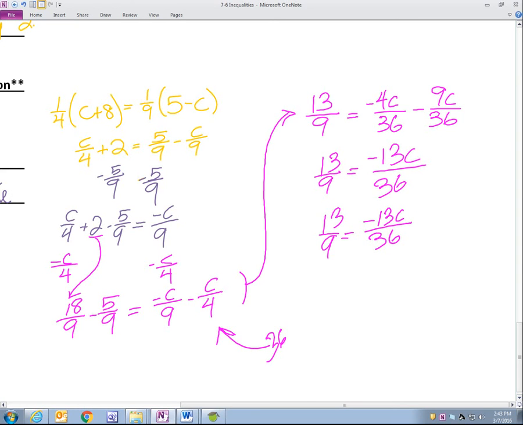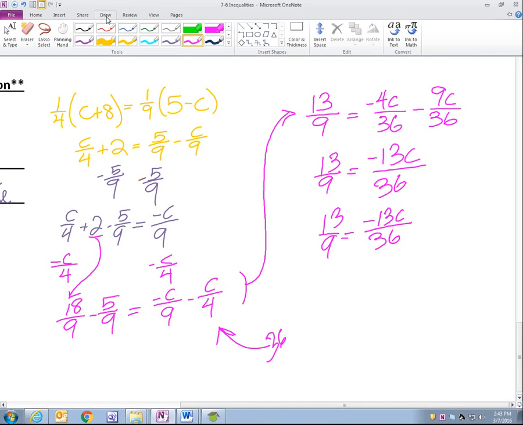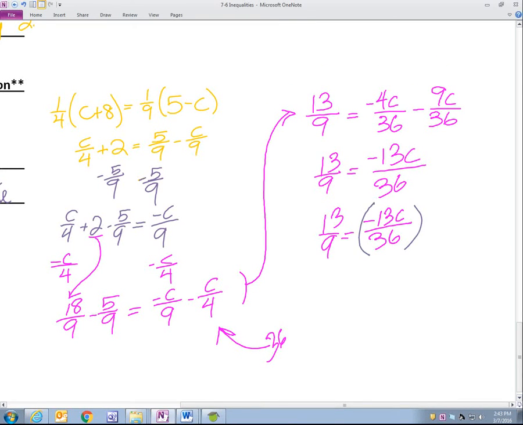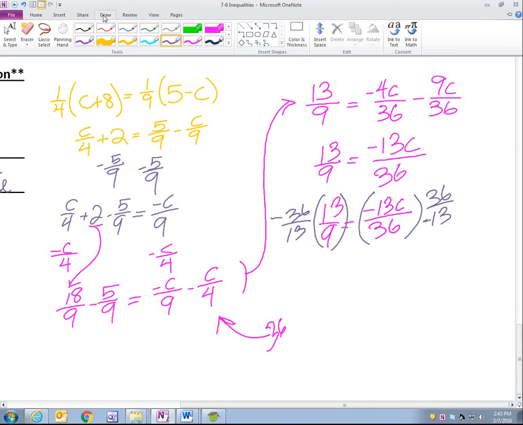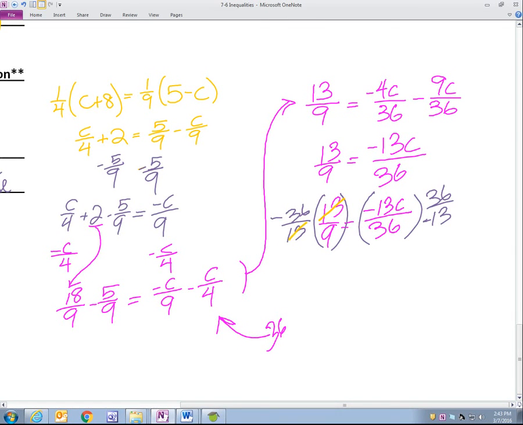Now I have to multiply by the reciprocal to undo that. This is from second quarter. Okay. 36 over 13. It's negative. Now I can cross simplify. This is a whole bunch of review stuff on this gross question. So that's going to be negative 4 equals c.